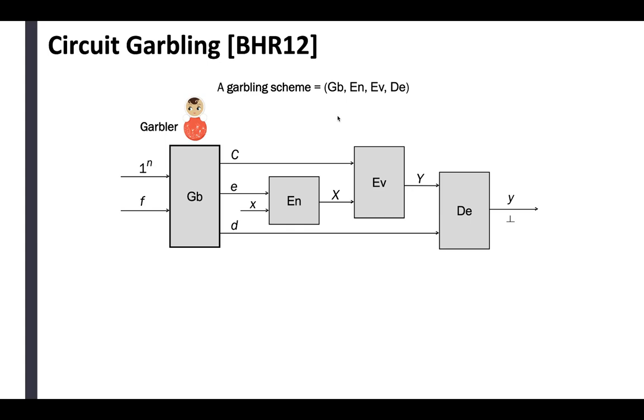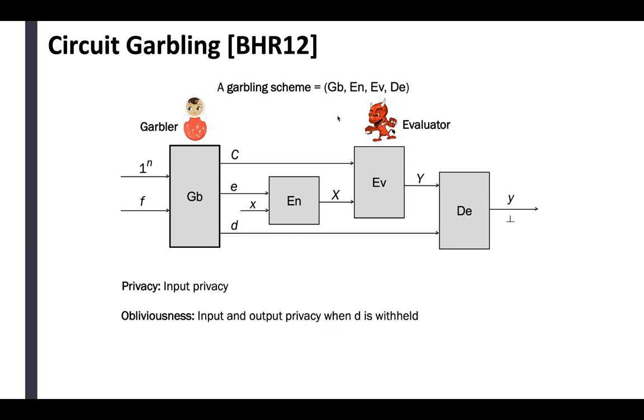So in Yao's protocol, looking ahead, we have taken the simplest case of two parties. One party will be acting as a gobbler, and the other party will be acting as the evaluator. Now if the evaluator is bad, then we will demand input privacy of the gobbler. So when the evaluator is evaluating the circuit in the gobbled domain using gobbled input, nothing about the input of the gobbler is leaked. That is called input privacy, and this is something we demand from our gobbling scheme.